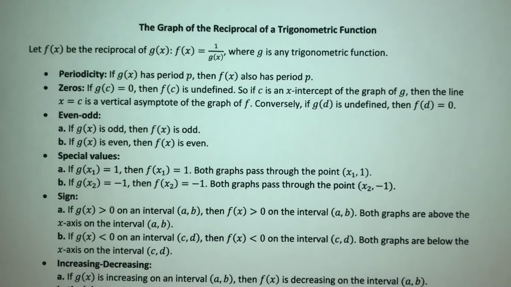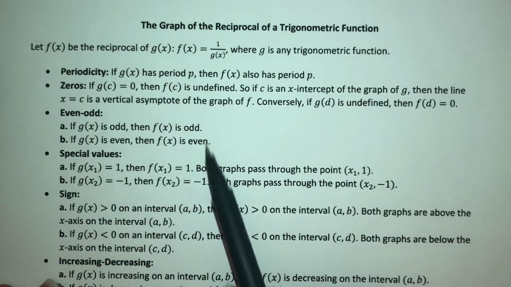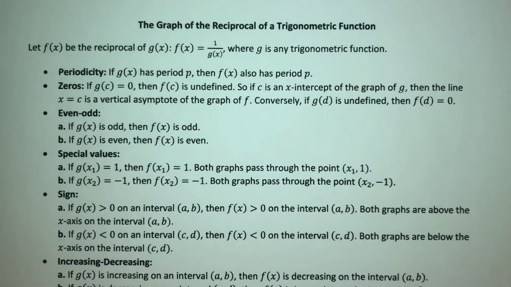Even and odd. If the original is even, the reciprocal is even. If the original is odd, then the reciprocal is odd. So that's the same as well. Some special values. The reciprocal of 1 is 1. The reciprocal of -1 is -1. So these are just special values. They're going to be the same right there.